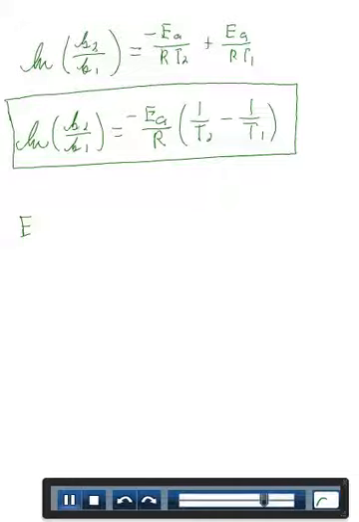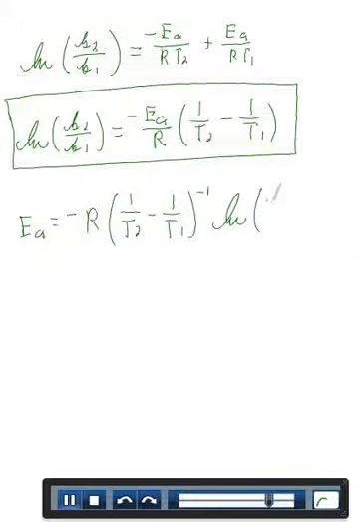Let's solve for the activation barrier. So E sub A is equal to minus R times this factor. Now you'll see that I've divided through by the difference in the inverse temperatures, and so I've written the power -1 to show that I've divided through by that factor. And then I have that multiplied by the natural log of k2 over k1, the ratio of the rate constants. So knowing the two rate constants and the two temperatures, I can find the activation barrier.